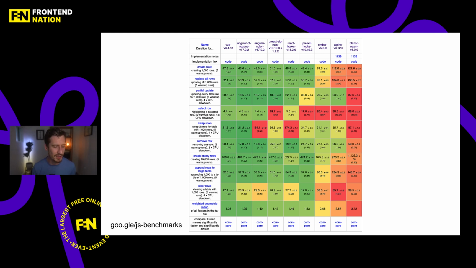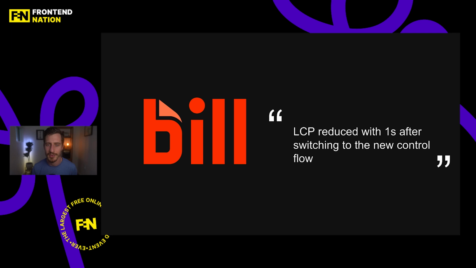So you can look them up at Google/js-benchmarks. We also saw some surprising results. For every major feature, we're collaborating with partners. After Build.com started using the new Angular control flow syntax, they saw a 1 second improvement in their Largest Contentful Paint.